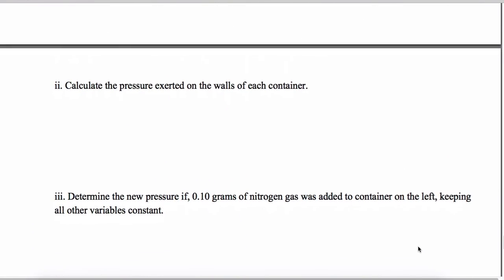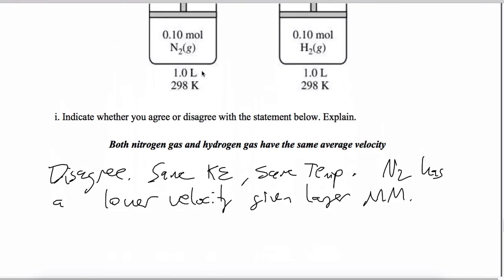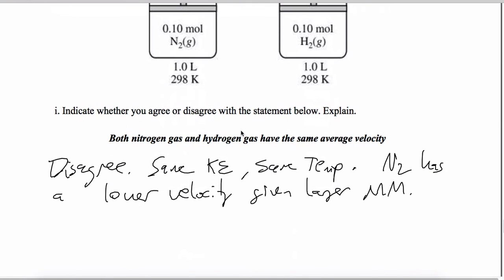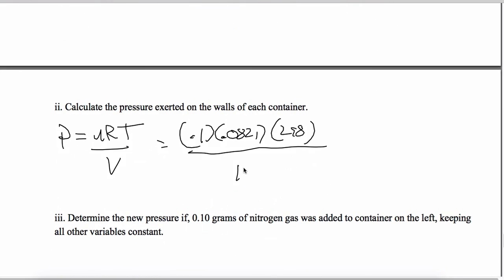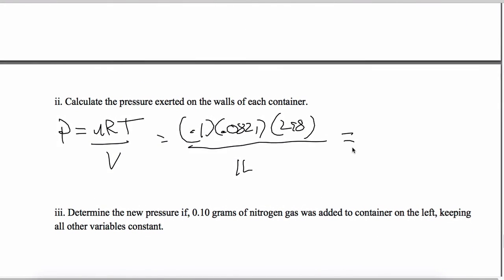Calculate the pressure exerted on the walls of each container. So P equals nRT over V. So let's do that first container. n is 0.1, volume 1 liter, 298. So 0.1 multiplied by 0.0821 multiplied by 298. What was the volume there? 1 liter. Okay. Both of them have the same conditions, so we're going to have the same pressure in both containers, which is going to be 2.45. Okay, so we have 2.45 atmospheres.